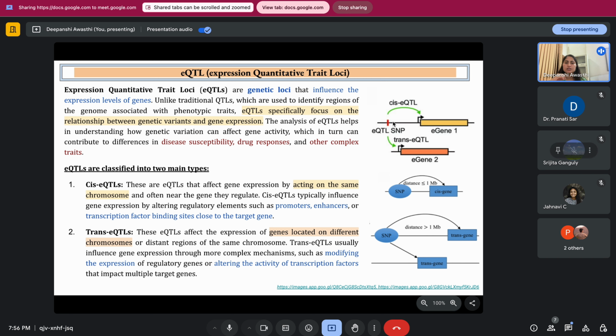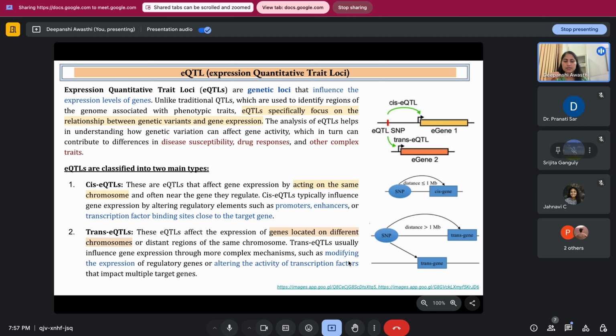Similarly, if that particular region is influencing another gene's functionality or another gene's expression, then it will be referred to as trans-EQTL. That means they are present on different regions or on different chromosomes or very far away. So that is referred to as trans-EQTL. And in the bottom figure I have provided what could be the difference to call something a cis-EQTL or trans-EQTL. So cis gene, when the distance is less than 1 MB. But if the distance is more than 1 MB, that means more than 1 megabase pair, then it is referred to as trans gene and it will be a trans-EQTL which we will perform.